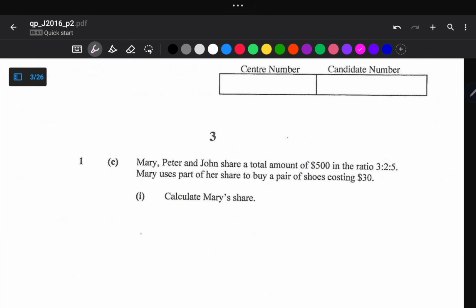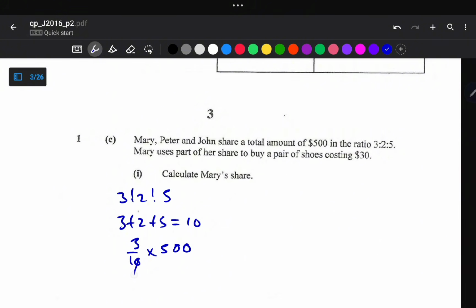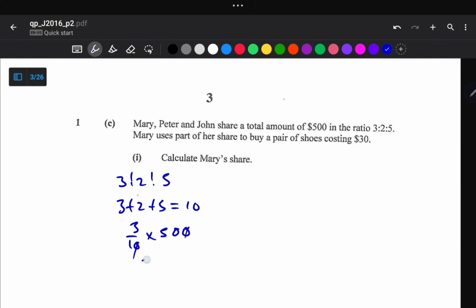Alright, so given that we have this ratio of 3:2:5, the first thing we need to do here is to calculate the total parts of these ratios. So it is now 3 plus 2 plus 5, which is equal to 3 plus 2, it gives us 5, plus 5, which is equal to 10. So Mary's share is now equal to 3/10 multiplied by 500. Okay, so these zeros can cancel, and we are going to be left with 3 multiplied by 50, which is equal to 150.